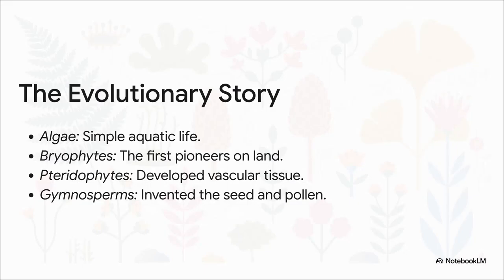So let's just recap the incredible story we've just followed. We started with simple algae living in the water. Then the Bryophytes took those first brave steps onto land, but they had to stay near the water's edge. Then the Pteridophytes developed internal plumbing, vascular tissue, that let them stand up and grow tall. And finally, the Gymnosperms invented the seed and pollen, truly mastering life on dry land. We've solved the puzzle by just following the clues left by evolution.